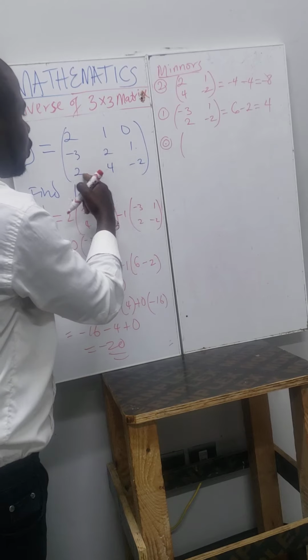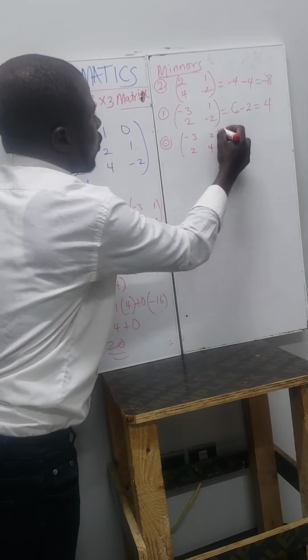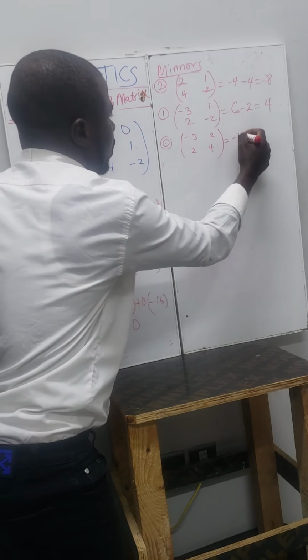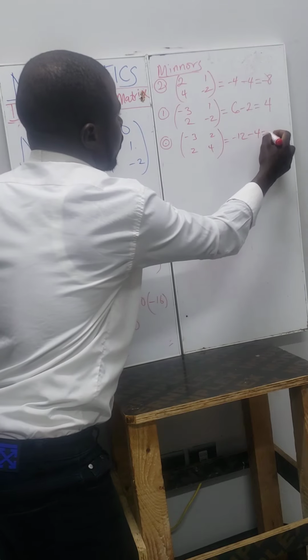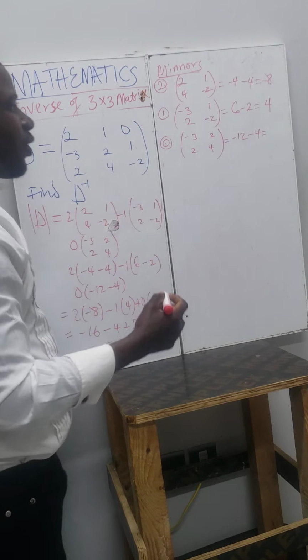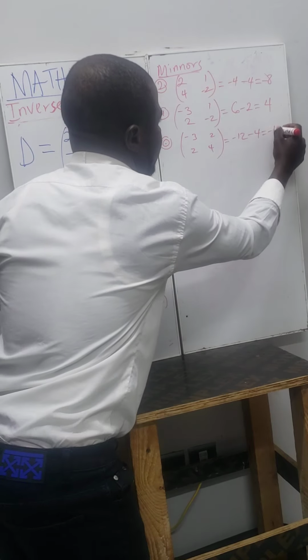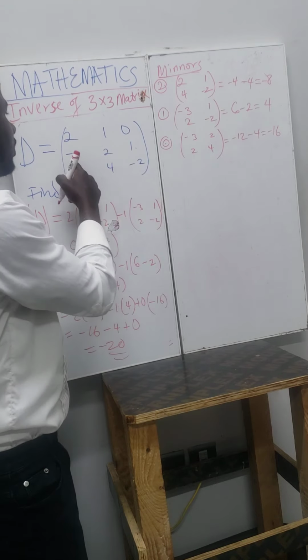Minus 3, 2, 2, 4. Are we getting it? Minus 3 times 4 is minus 12. Minus 2 times 2 is 4. You understand? Minus 12 minus 4, that is nothing but minus 16. You understand? We proceed to this level.